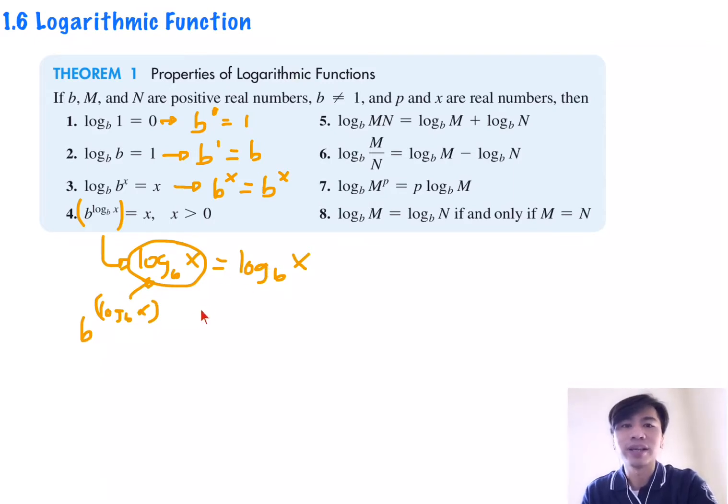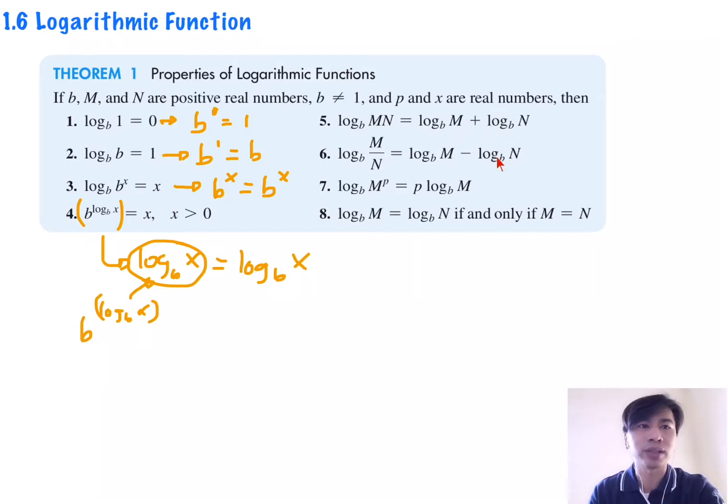I'm sorry, I got it wrong. It's supposed to be b to the power of log to the base b of x. So notice that you have b to the power of log to the base b of x. This part is getting to here. Consider that this is the a. Then this will be a equal to something, and then you'll get log to the base b of x.